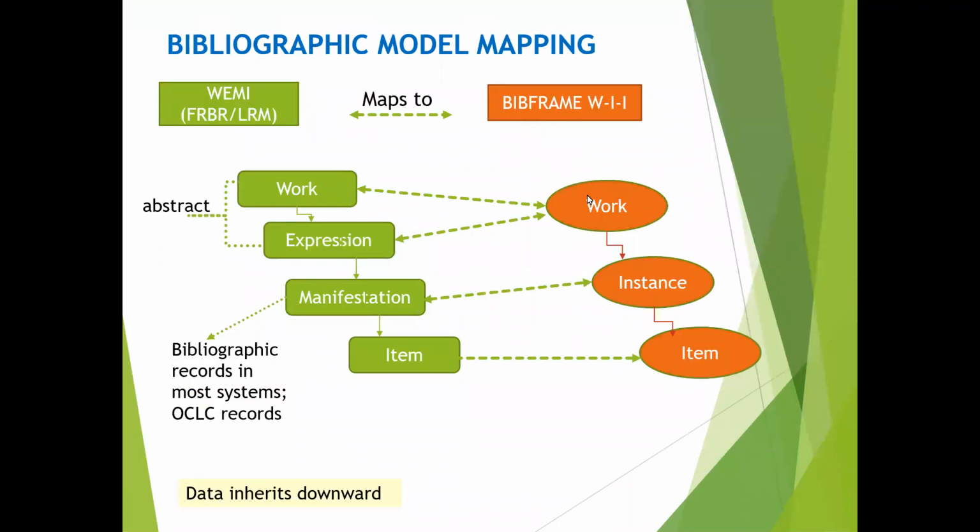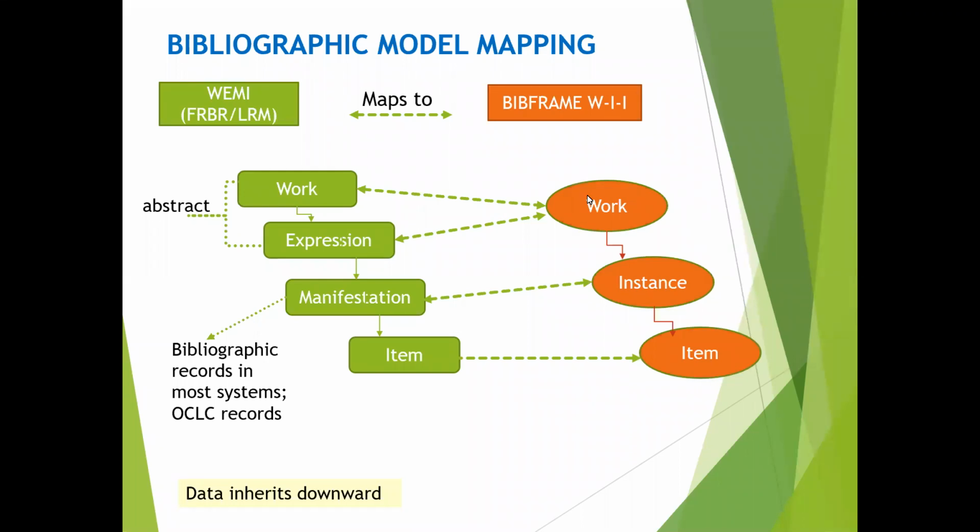So I think one of the things that BIBFRAME does that's fantastic is they kind of eliminate that expression, that E, because it's such a weird area. For most of us, like if you're in OCLC, there's not really a way to create all of these records. And the idea is that the data would inherit down.